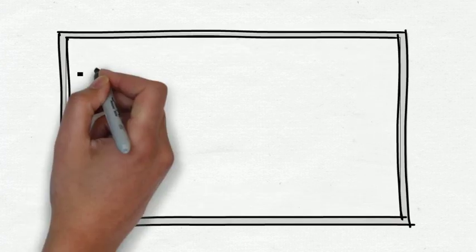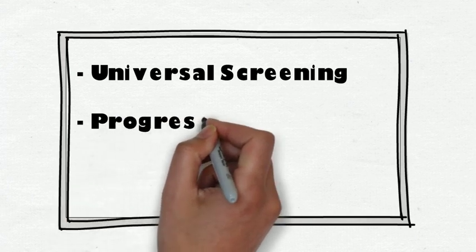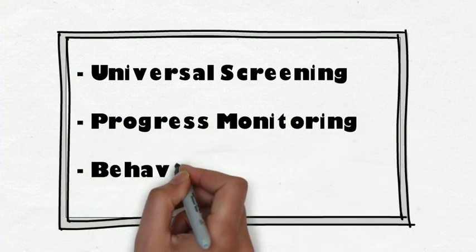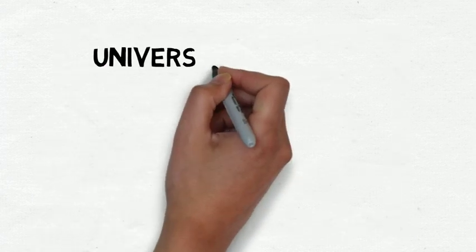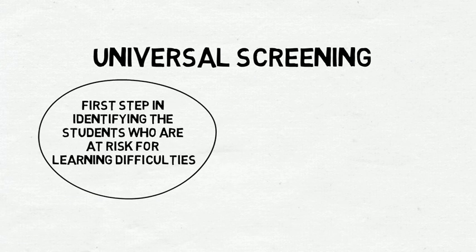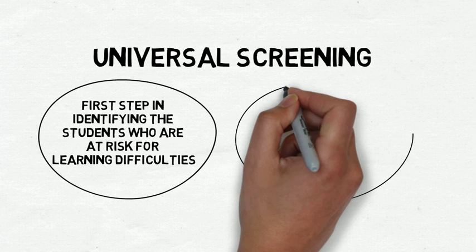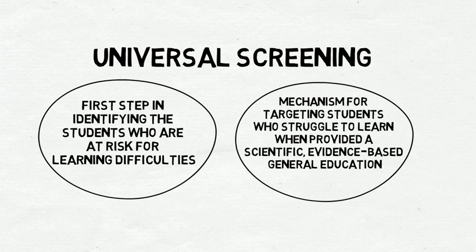Today we're going to be looking at assessments, specifically universal screening, as well as tools that we can use for progress monitoring, and additionally behavioral assessment. I would like to start by talking about universal screening, which is basically a tool that we use to identify students who are at risk of learning disabilities. We use this mechanism to identify the students who continue to struggle regardless of any evidence-based strategies we're using in our classrooms.